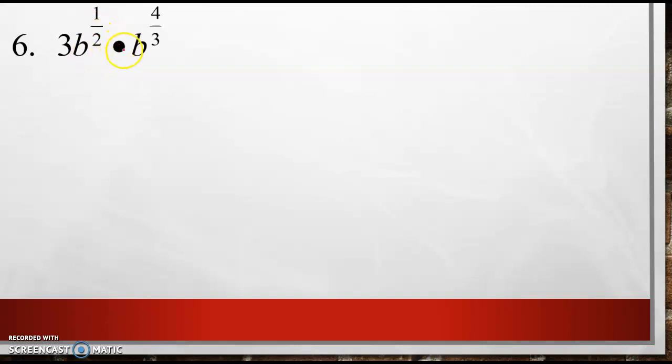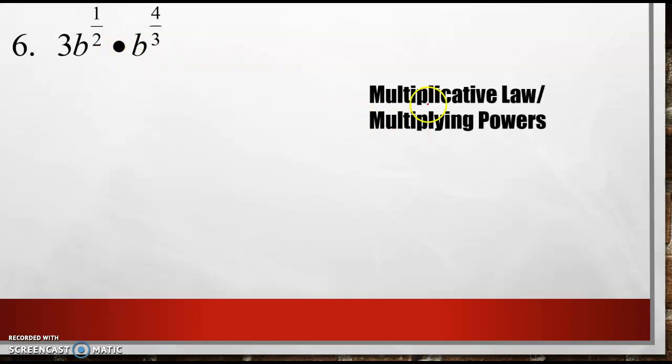3b to the 1/2 times b to the 4/3. Okay, so again, same base here, so you can combine the two b's. Then multiplication, so therefore we can use the multiplicative law of multiplying powers. Just copy the coefficient 3 here, then you add the exponents. Now, since the fractions here are dissimilar fractions, I've made a video of this, so you can visit that one.